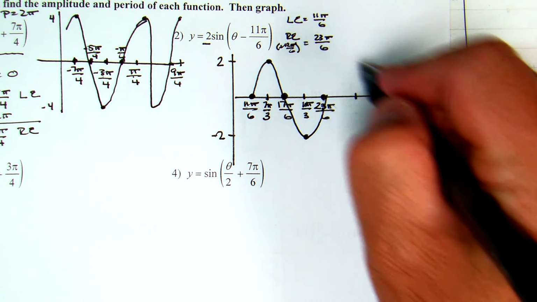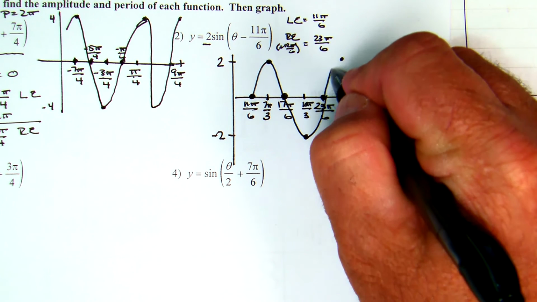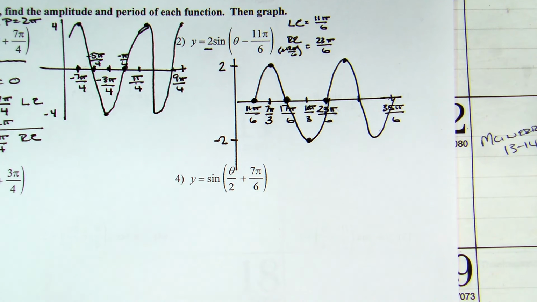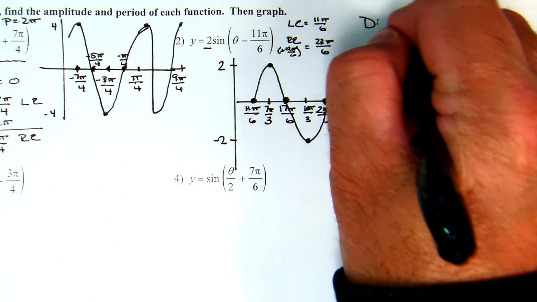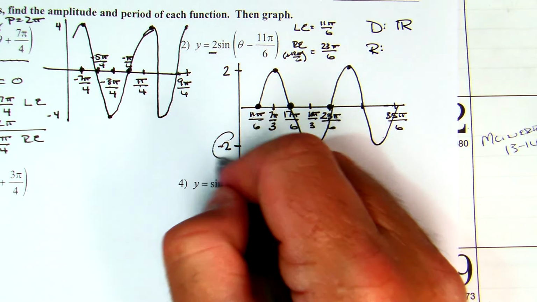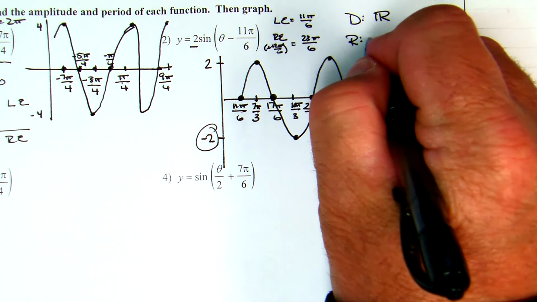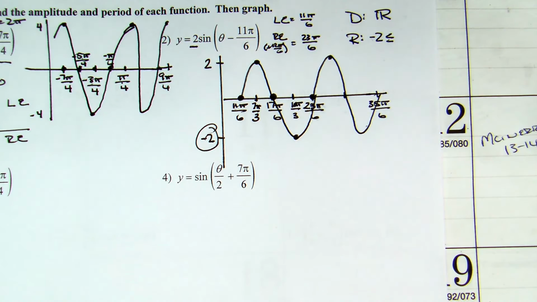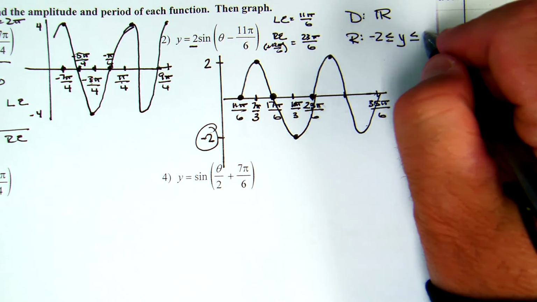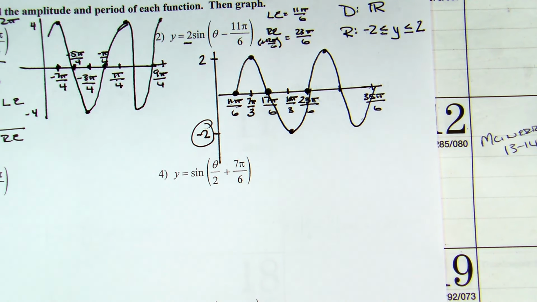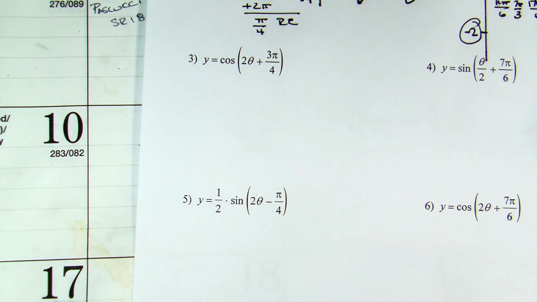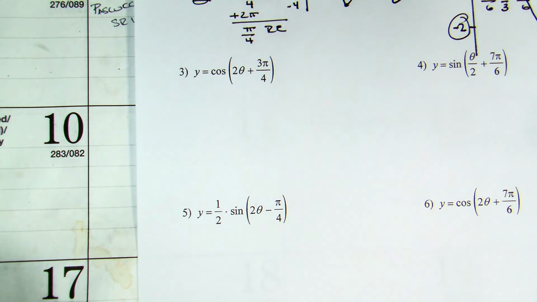Alright, kind of eyeball it for the second. Alright, now the domain, all real numbers. And then the range, take my minimum, which is -2. I put that as my left endpoint of my compound inequality. y or f of x, doesn't matter to me. And then that's going to be +2 over there. Alright, number 3, y equals cosine of 2 theta plus 3 pi over 4.